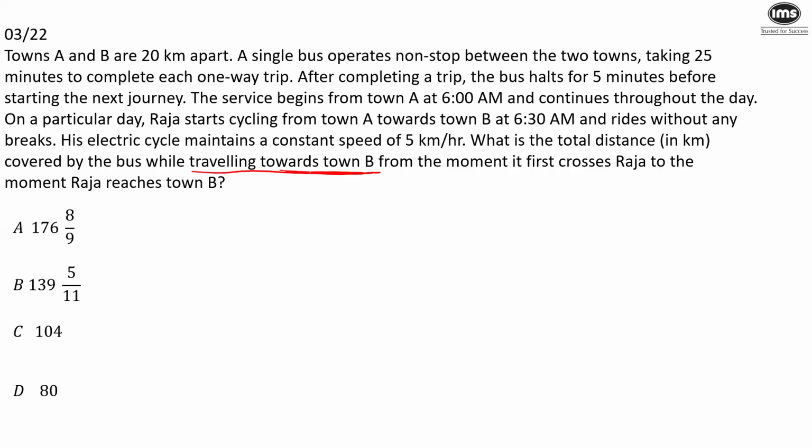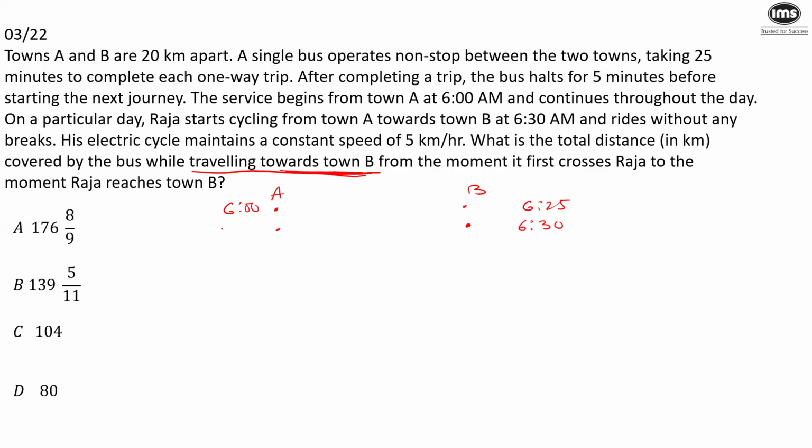Only towards B. We do not need to count the distance from B to A. Only from A to B, towards B. So this makes our task very easy. Let's say this is the city A and this is the point B. The bus has started at 6 a.m. from A. It reaches B at 6:25 and restarts from B towards A at 6:30. 5 minutes is the halt, and after every half an hour, it will keep starting.